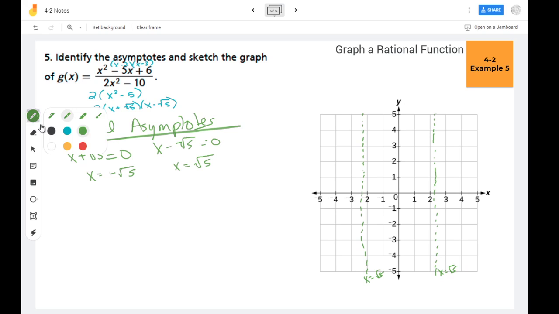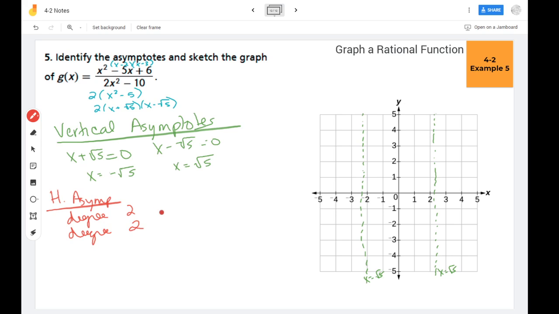Alright, now my horizontal asymptotes, again we compare our degrees. So the degree of my top polynomial is 2. Degree of my bottom polynomial is also 2. So this is a case 3 situation where you just set up your ratio. So my leading coefficients, I have a 1 over 2. So 1/2 is my horizontal asymptote.